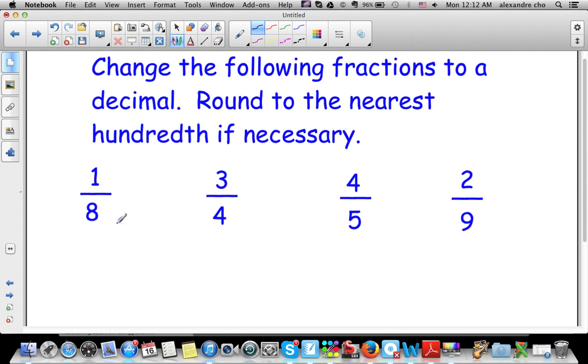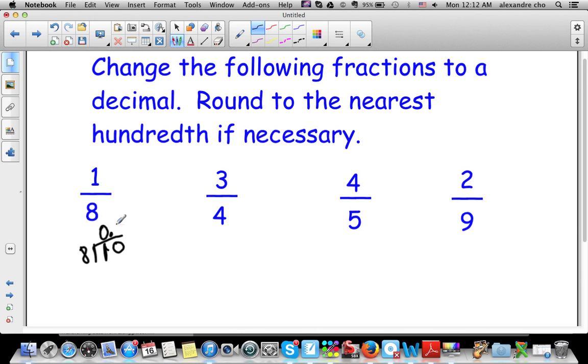Okay, so 1 over 8. Remember, to change a fraction to a decimal, you're going to divide. A fraction is a division. Okay, this can be read 1 over 8, 1/8, or 1 divided by 8, which is exactly what we're going to do. 1 divided by 8. 8 does not go into 1, so you can add a 0 on top, and you can add a decimal, which allows you to add a 0 here.